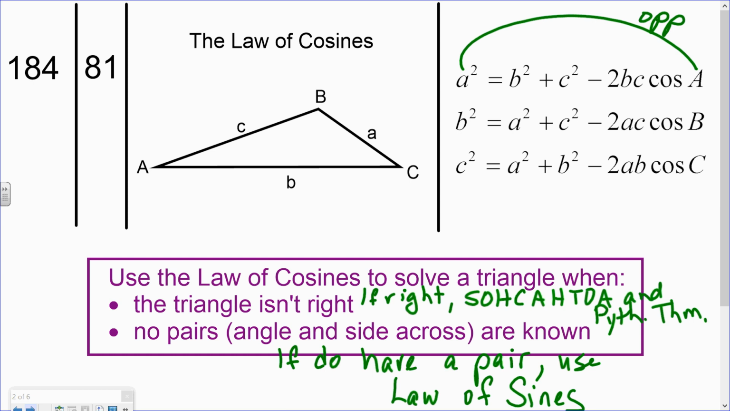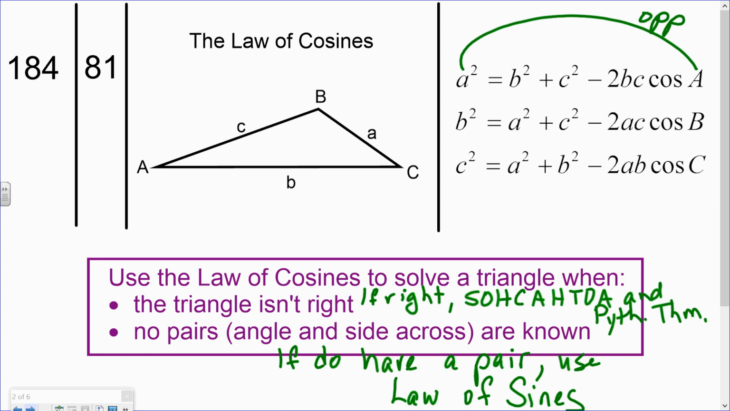I recommend memorizing that relationship like I was just talking about it, not trying to memorize all of the a's, b's, and c's. They get scrambled. But that you have one side by itself and square it. The other side has the other 2 sides squared and added, minus 2 times those sides times the cosine of the angle between those sides.